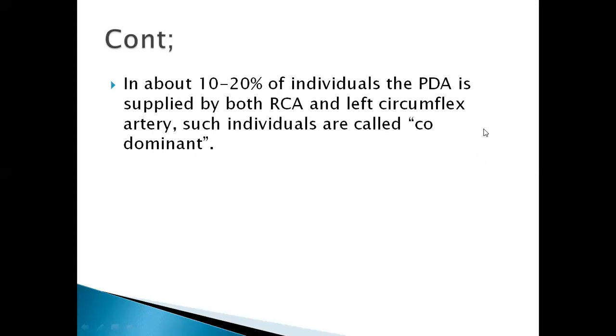In about 10 to 20% of individuals, the posterior descending artery is a branch of both the right coronary artery and the left circumflex artery. Such individuals are called co-dominant. Right dominant is when the posterior descending artery arises from the right coronary artery, left dominant in case the posterior descending artery arises from the left coronary artery. Co-dominant, in this case, the posterior descending artery is a branch of both the right coronary artery and the left circumflex artery. Now clear?